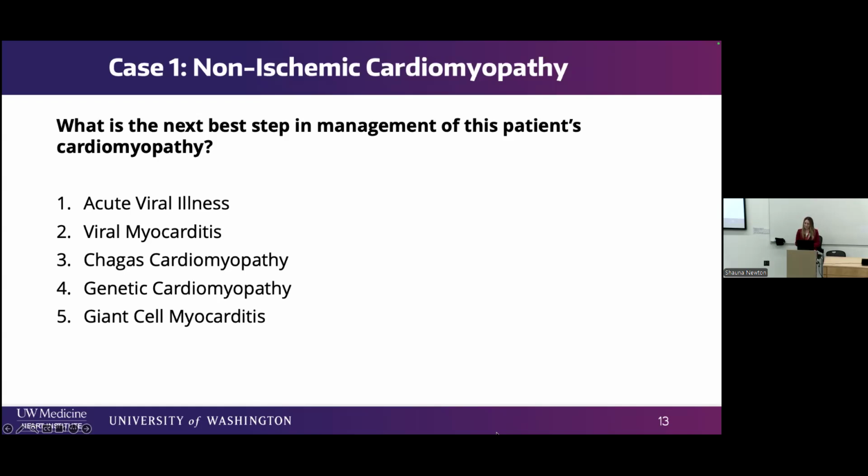I can tell you what our Zoom poll results are. We have 45% that think this is a viral myocarditis, 25% think this is Chagas cardiomyopathy, 8% genetic cardiomyopathy, 12% giant cell myocarditis, and 8% an acute viral illness. So pretty diffuse results. She just got back a week ago, pretty recently. Okay. So next, let's find out what happened here.